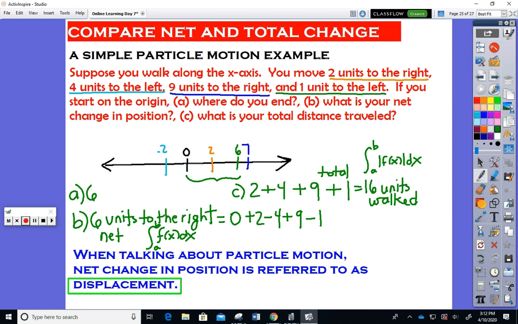So that's the idea. And let's make sure here. Let's see here. That's 11 minus, yes, 11 minus 5 is 6. I want to make sure that all my numbers were agreeing. So that's the basic idea when you're thinking about net and total. Now, net change in position is displacement. Okay? And that's just trying to connect vocabulary to the last video.